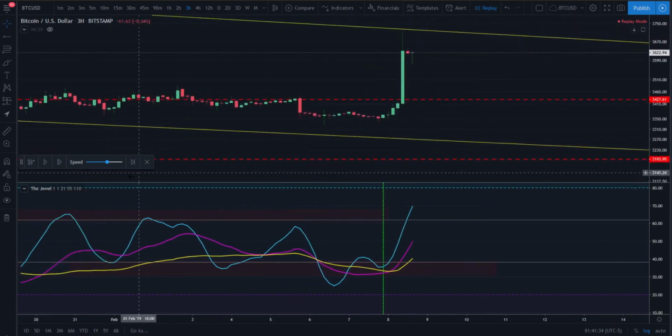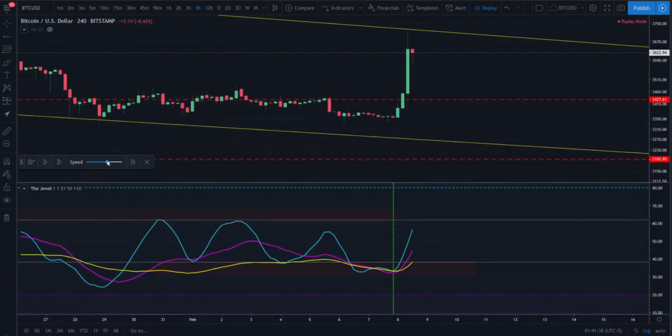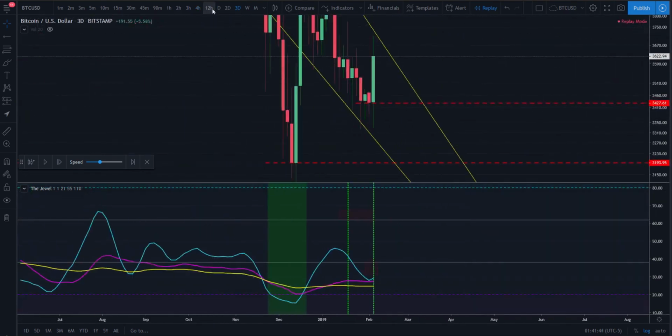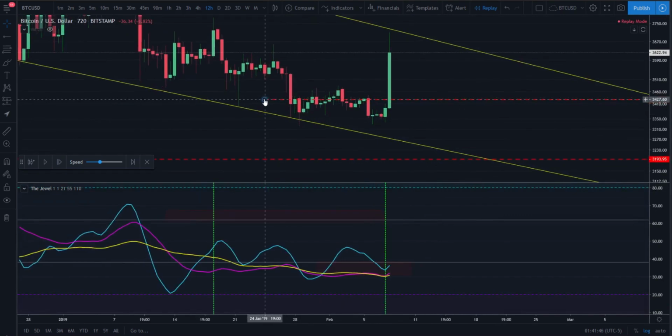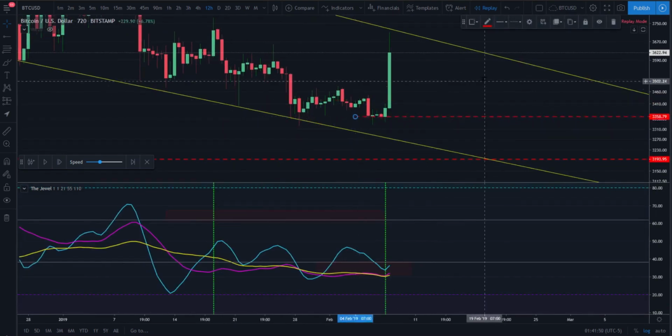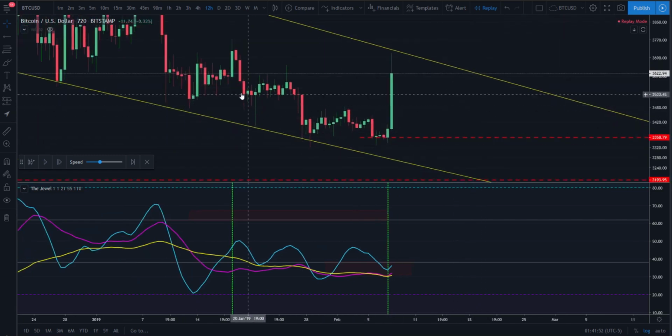But let's just say we missed that. We went too far, went too fast. The replay of trading, you went too fast. So let's say we miss that. Well, here's what we got. Go to the 12 hour. Here's what we got. We got a swing low, and most likely gonna get a trend change. Press play.